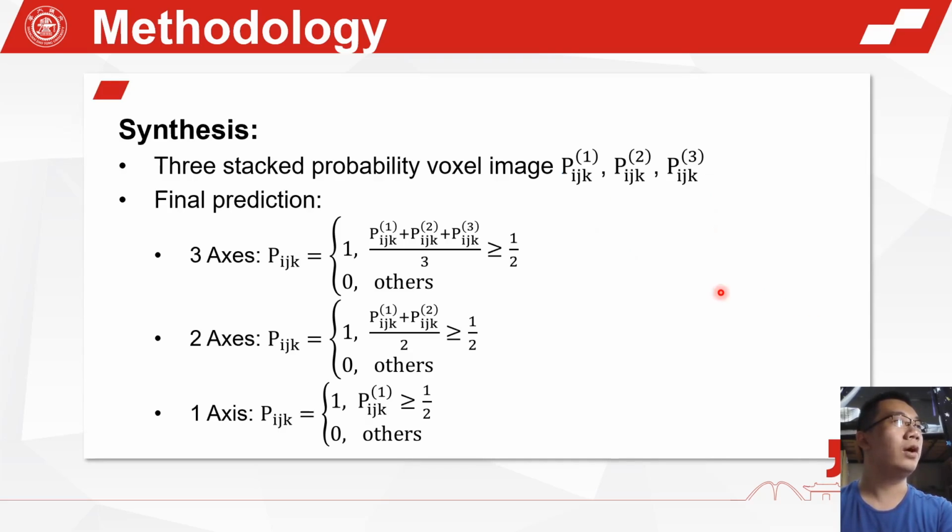This is the penultimate step of our method. After stacking the 2D slice inpainting results into 3D probability voxel images for each axis, we get 3 voxel images representing implant prediction results from different axes, which are called P1, P2, and P3. The synthesize method proposed here can generate a binary valued voxel implant image from 1, 2, or 3 voxel images from P1, P2, and P3 based on these equations.